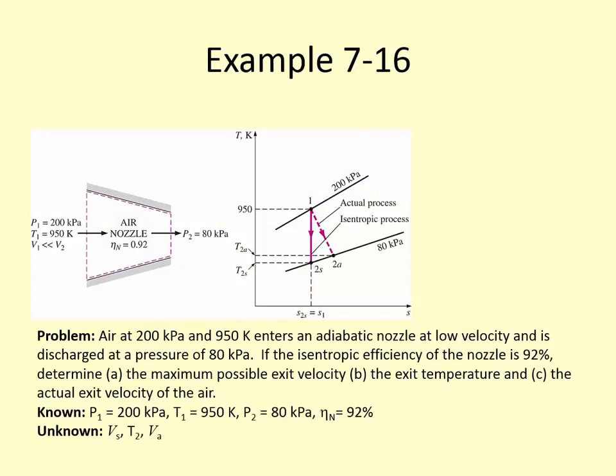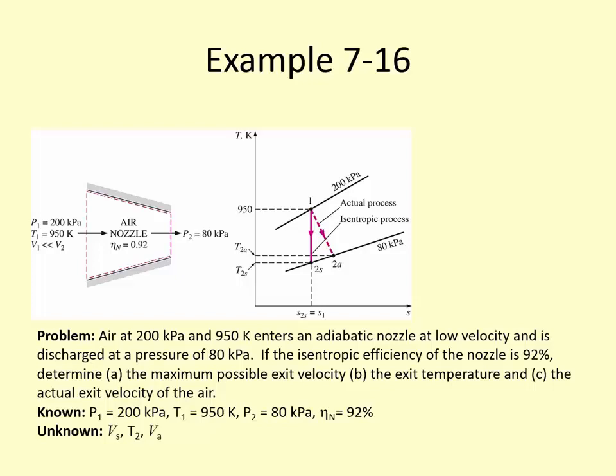So let's do a quick example with that. Air enters an adiabatic nozzle at 200 kilopascals and 950 Kelvin at a low velocity. So that tells us that the initial velocity is low. They're not telling us a value, so we're just going to assume it's low enough to be negligible, and is discharged at a pressure of 80 kilopascals.